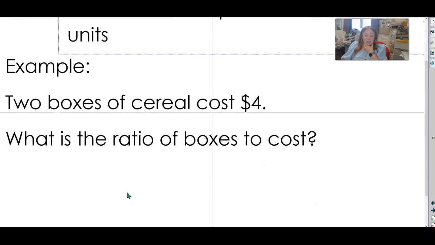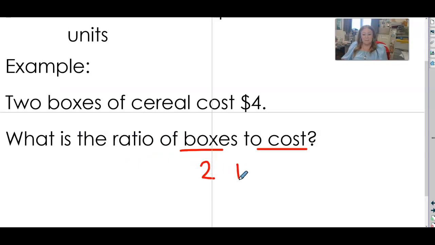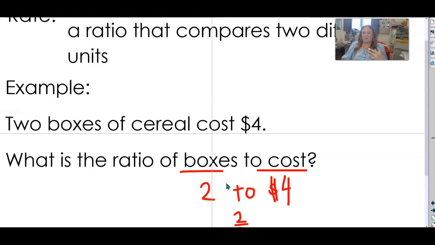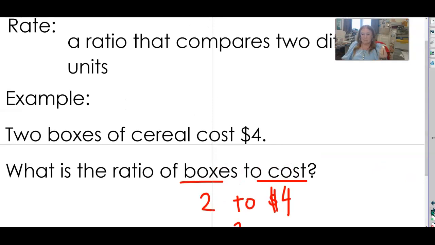So I want the ratio of boxes to the cost. So boxes first, cost second. So we have boxes. There are 2 boxes to $4. So my ratio is 2 to 4. I have to put boxes first, the cost second, because that's what the problem asked for. So same thing, it's still a ratio, but now we're comparing different things instead of the same thing.